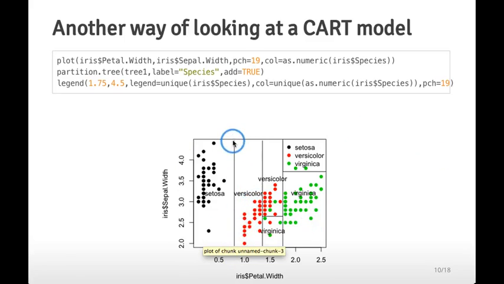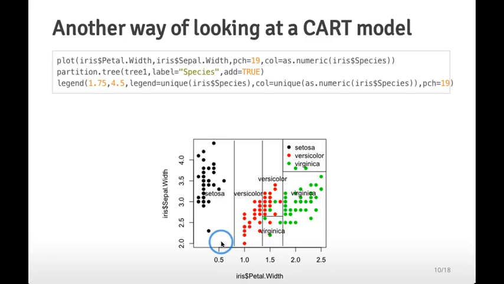By using partition.tree with add equals true, it will overlay these lines on top of the plot. We can see that if you're in this box over here, we're going to classify you as Setosa. And if you're in this box over here to the right, we're going to classify you as Virginica and so forth. What you can see here are the misclassifications. For example, these two green spots are misclassified, as is this one red spot right here.